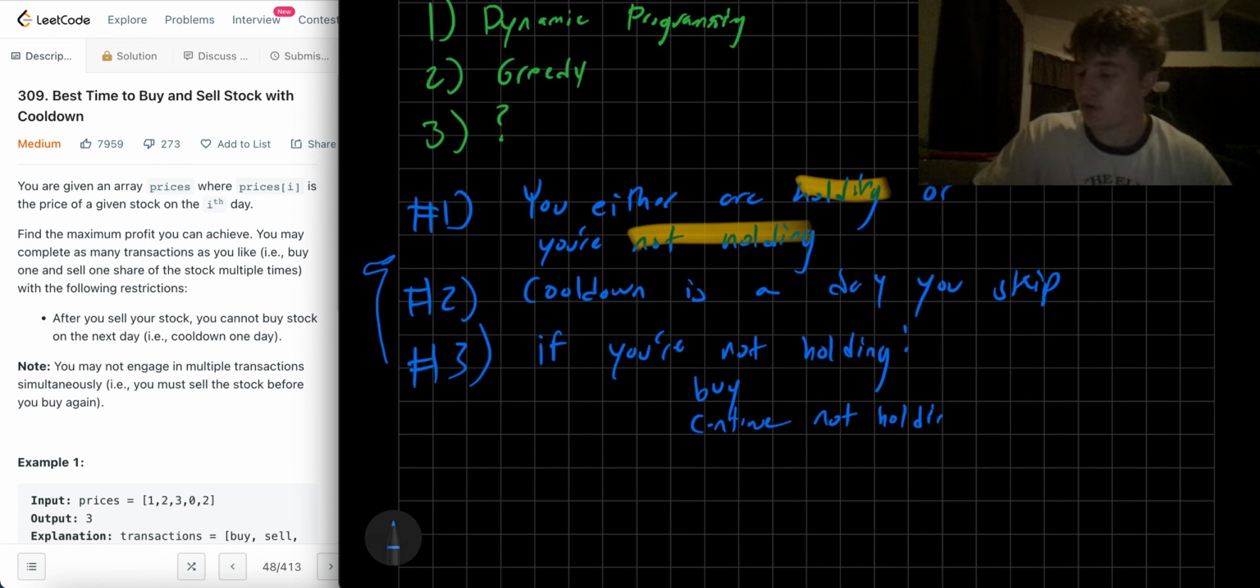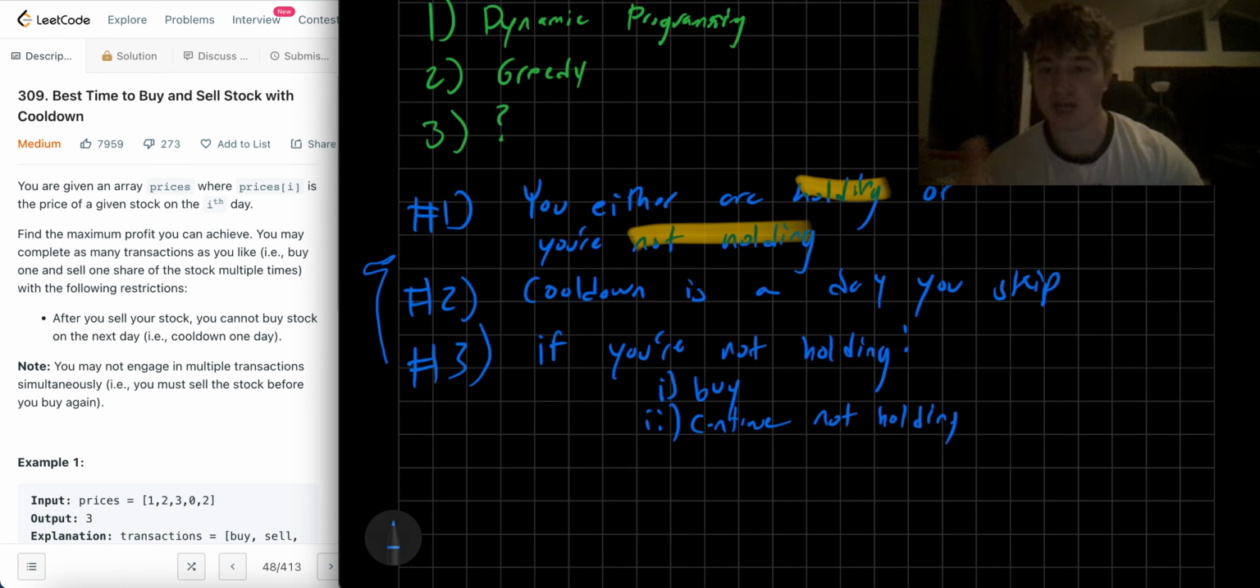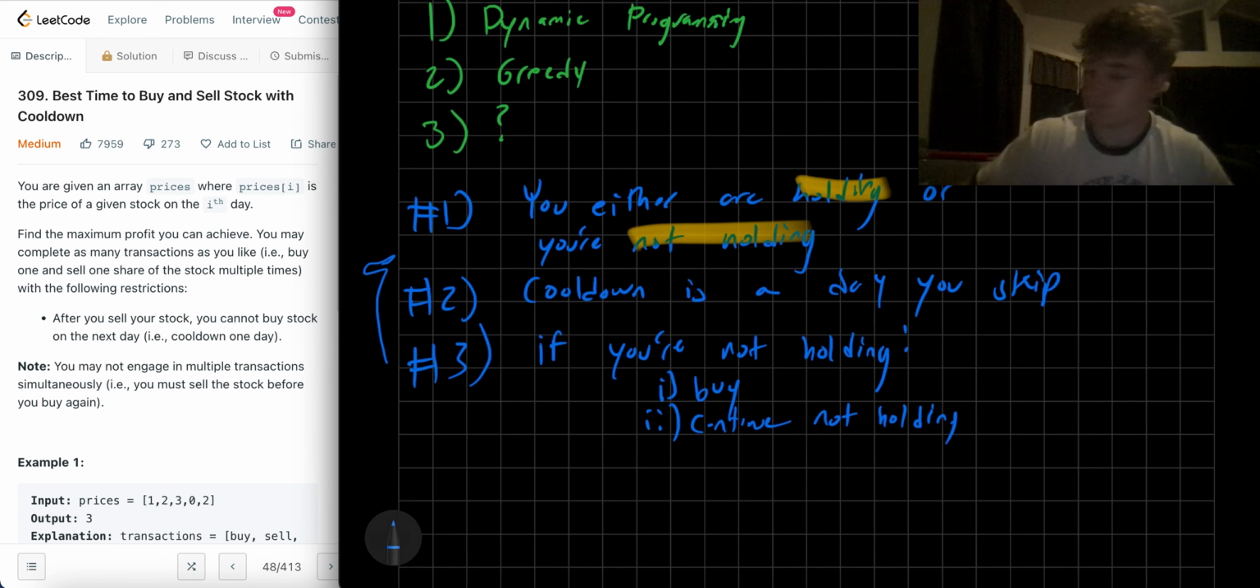of trying to establish all these strange points, right? If you're not holding the stock, what can you do on that day? Well, you can either decide that you want to buy the stock that day, or you can decide that you're just going to continue to not hold, right? You'll say, okay, I don't like the price of the stock today. I'm just going to continue to the next day, and maybe tomorrow I'll consider buying, right?